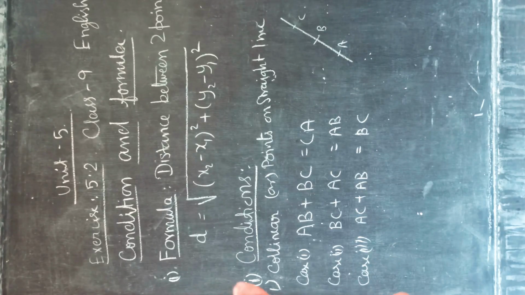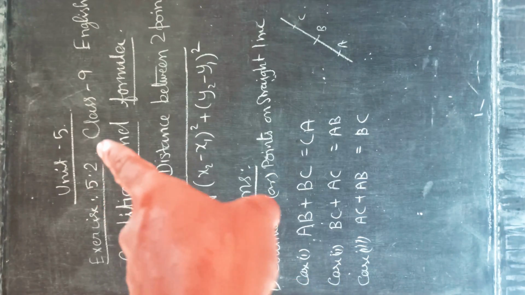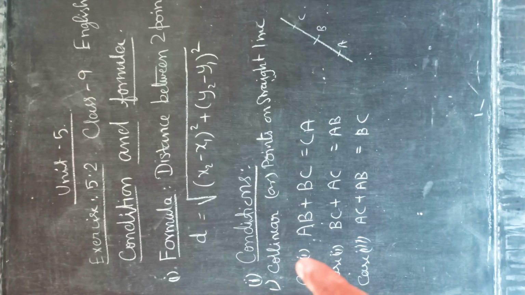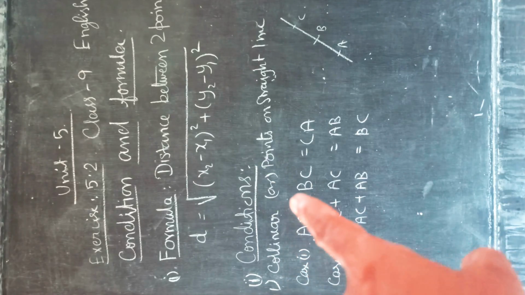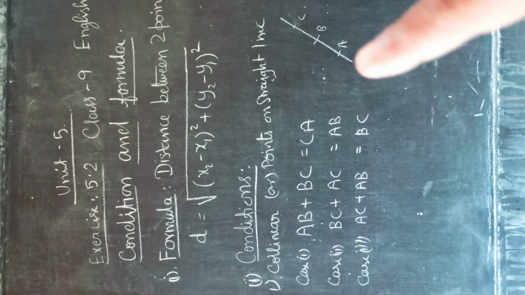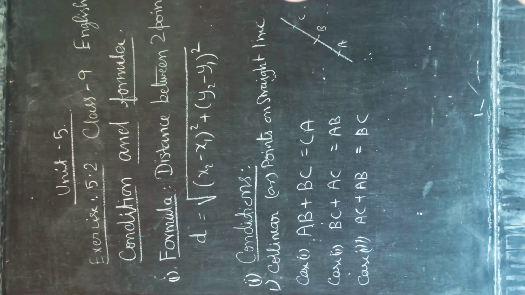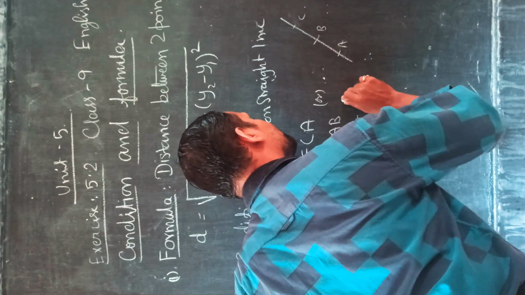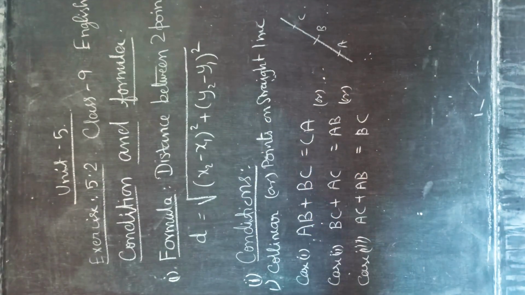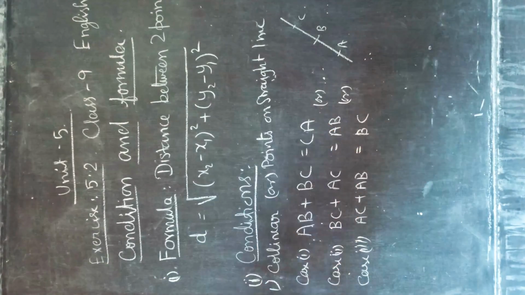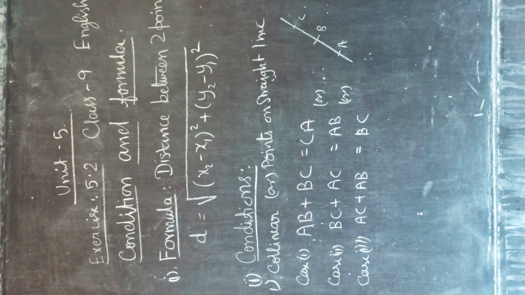So now we see the conditions regarding this particular exercise, that is exercise 5.2. If you go through this, that is enough. The points to be collinear or the points on the straight line. As you can see, there are 3 points A, B, C, they lie on a straight line. So there can be any possible case. So this or this or this: AB plus BC is equal to CA, BC plus AC is equal to AB, or AC plus AB is equal to BC. So there can be 3 possible cases.